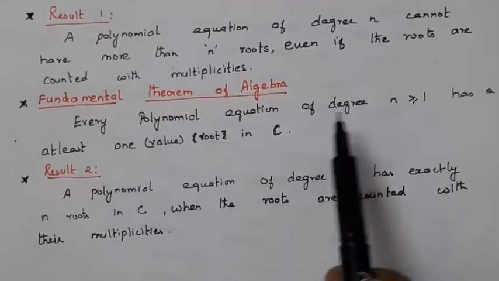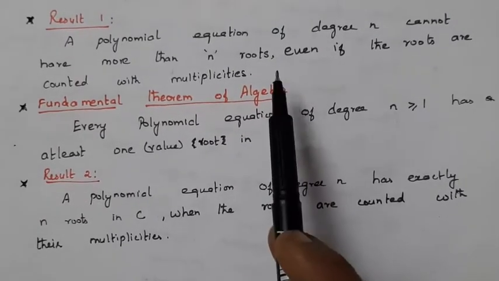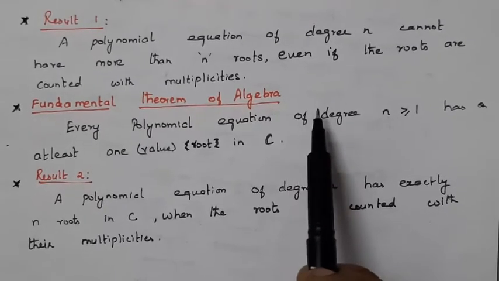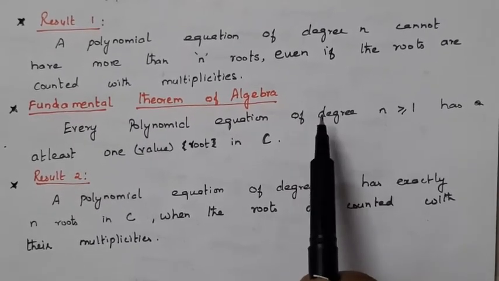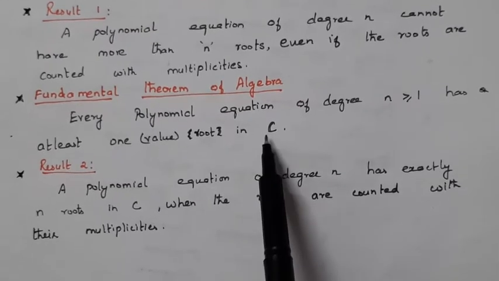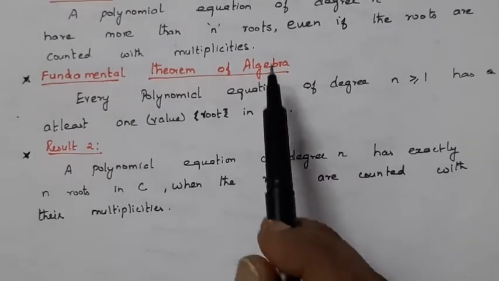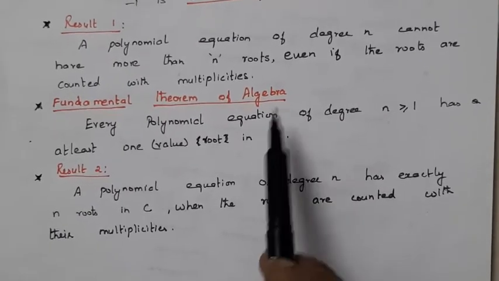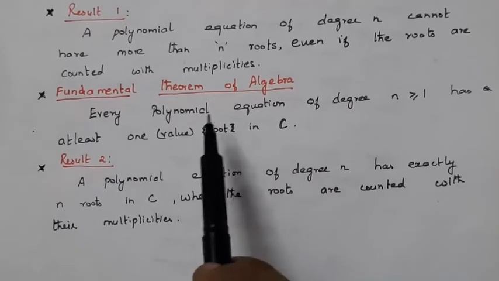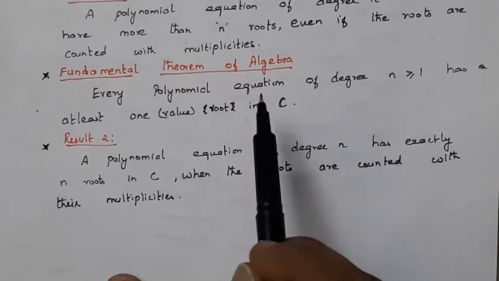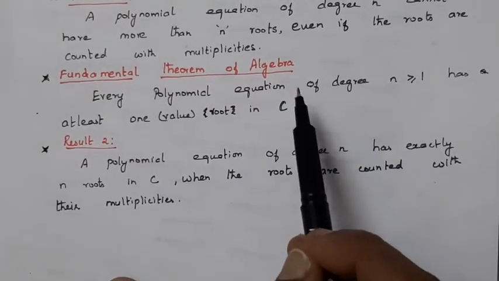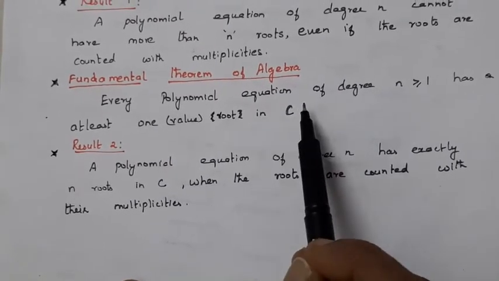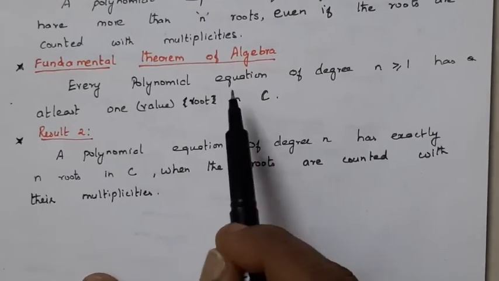So what does it mean? By the previous result, we know that for a polynomial equation of degree n, it won't have roots greater than n. So it will have exactly n roots. But at least one root will be in C, which means that not all the roots need to be real. Some roots may be in the complex numbers, so some roots may be imaginary. So for a polynomial equation of degree n, you have n roots even if the roots have multiplicities, but not all the n roots need to be real. Some may be imaginary. That is the meaning of the fundamental theorem of algebra.